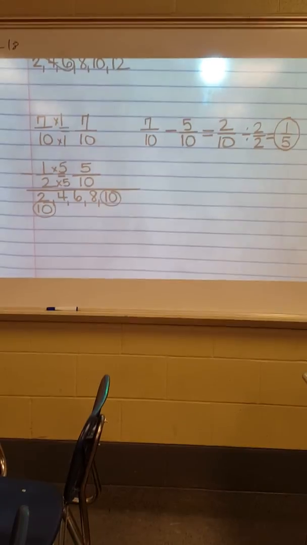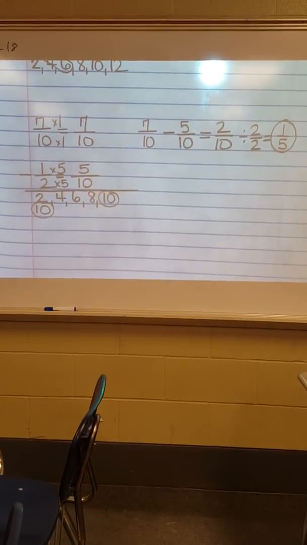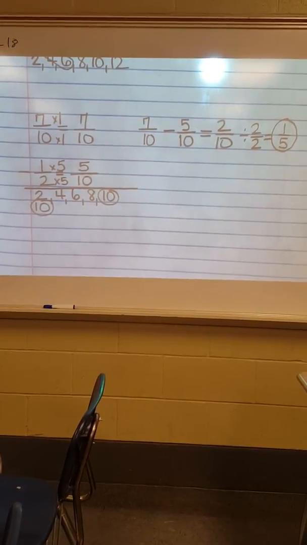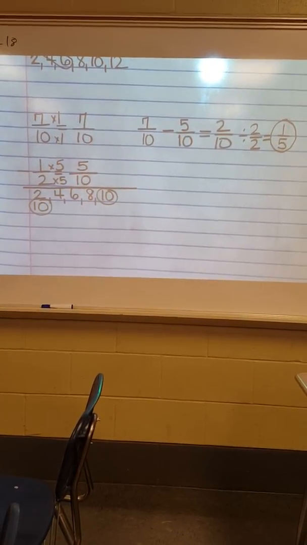Now, I hope that this will help you with your homework tonight as well as later on when you need to add and subtract fractions with unlike denominators.